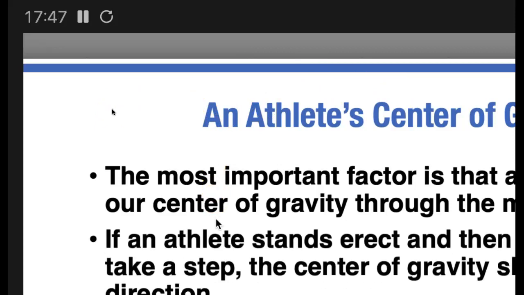So if you stand up erect, I call it extension position, and your leg moves forward, then your center of gravity shifts forward in that direction. So I stand erect, I move my foot forward, my center of gravity goes forward, therefore I lean and walk forward. Sounds simple, I know. The distance that the athlete's center of gravity shifts depends on how much of their body mass is moved and how far it is moved.